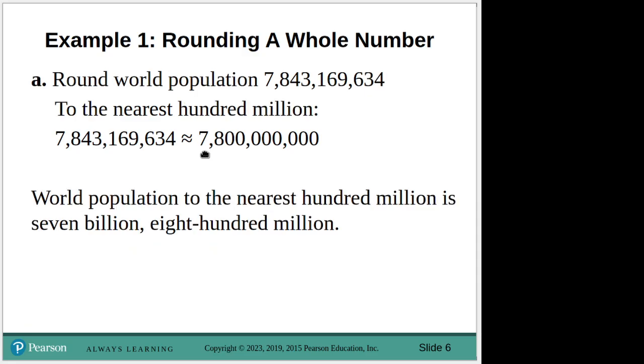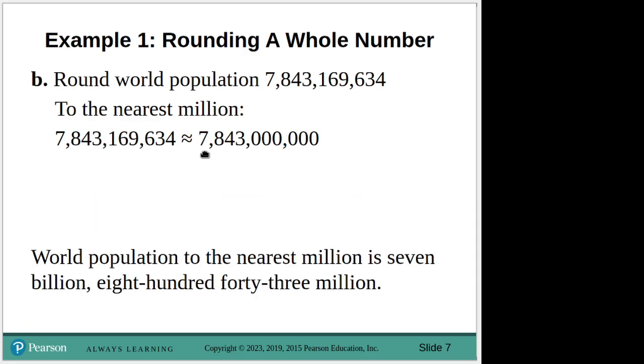Or I'm sorry, to the nearest 100 millionth. The next question says round to the nearest million. And so again, I'm going to look at the 3, which is in my millions place, not my 100 millions place, but my millions place. I'm going to look to the right of it and go, is this number bigger than 5? Well, it isn't, so I fill the rest in with zeros.